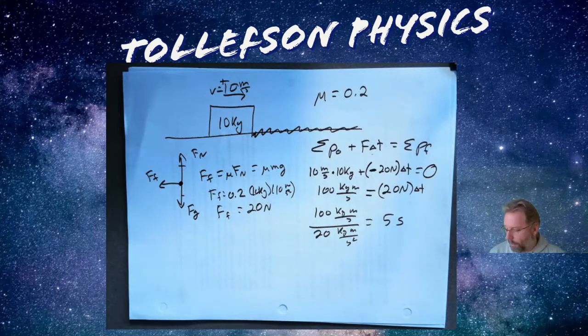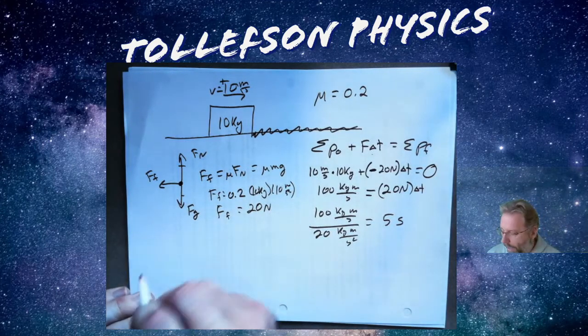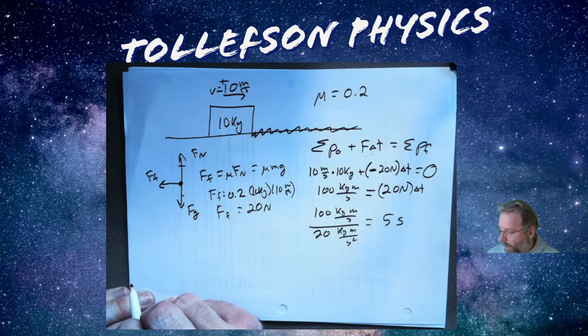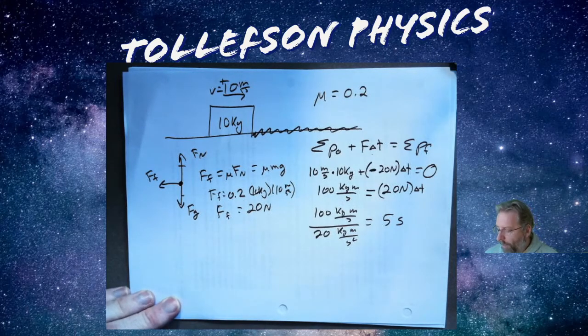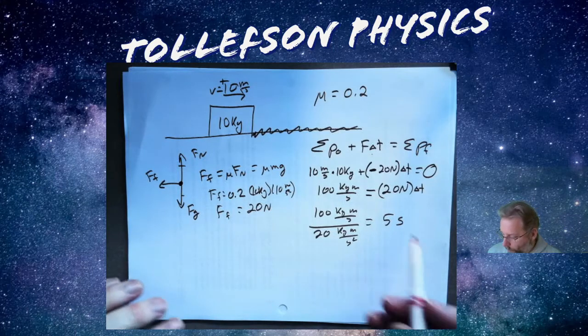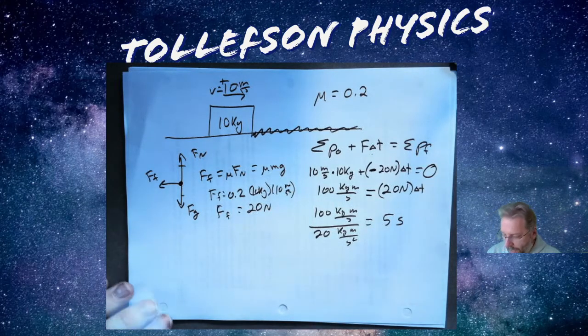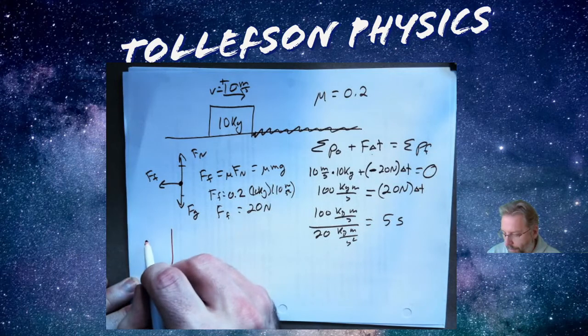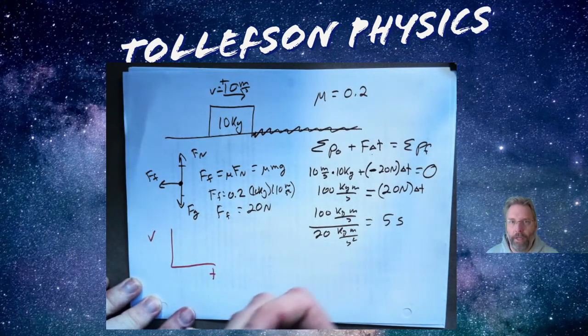Now, if I want to know the distance, then I have to pull out one of my kinematic equations. Just to demonstrate that we can do it, we know the time, we don't know the acceleration. So how would I approach this? Actually, I wouldn't even do an equation. I would just think about a velocity time graph.